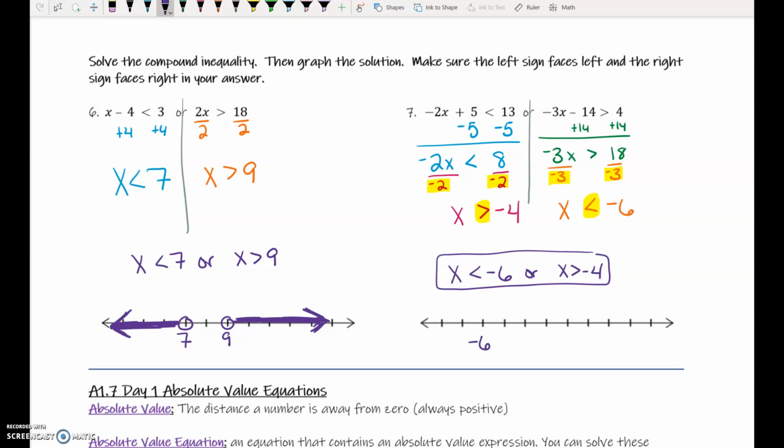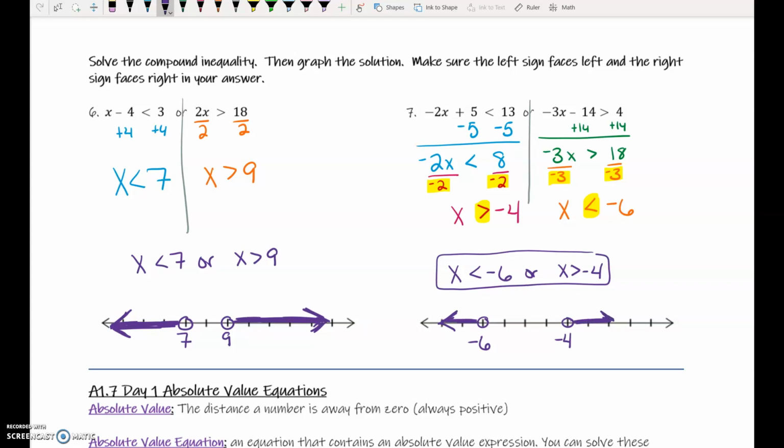So -6 is somewhere down here. I'm going to go by 2's, so there's -4. If you don't switch this around, you might be tempted to put -4 on the left and -6 on the right, and that would be wrong. So it is kind of nice to think for a minute. Which one is smaller? Make sure that one goes on the left. We have less than, so open circles, shade to the left, shade to the right.